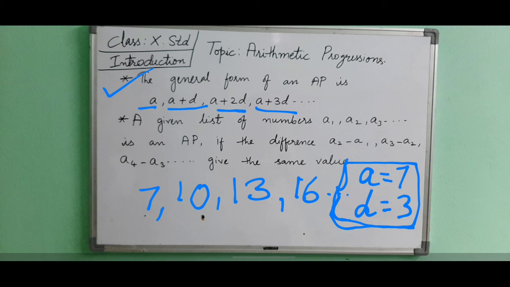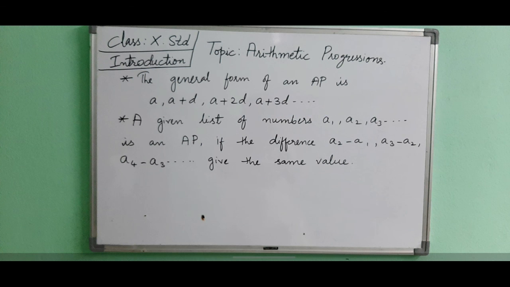The second point states that if we have a and d, then by using this general form we can write infinitely many terms of the given sequence. Now let us see what the third point is. A given list of numbers a1, a2, a3, and so on is an AP if the differences a2 minus a1, a3 minus a2, a4 minus a3 give the same value.